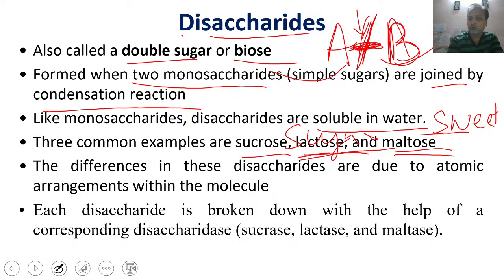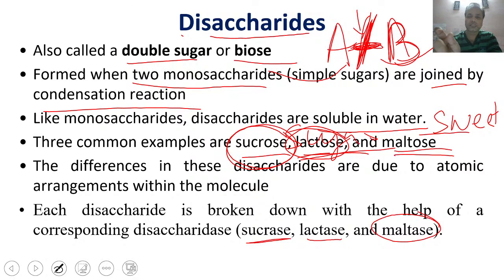I have told you we have three common examples of disaccharides, like sucrose. The enzyme which digests sucrose is called sucrase, which digests the bond between the two monosaccharides of sucrose. Lactase is the enzyme which digests lactose and gives you two monosaccharides. Similarly, maltase is the enzyme which digests the bond between the monosaccharides of maltose and gives you two monosaccharides.